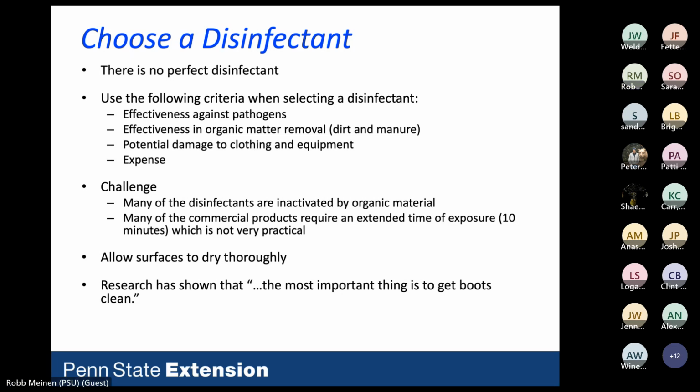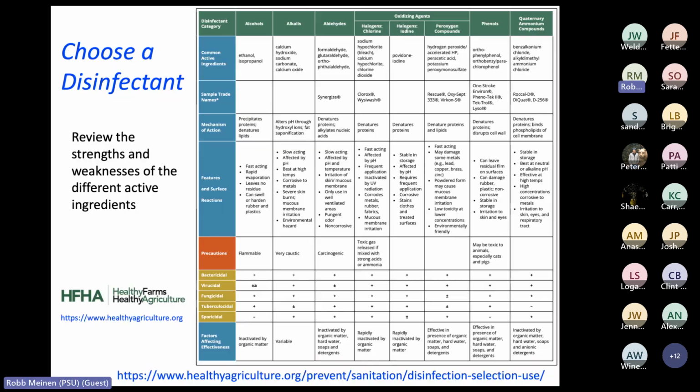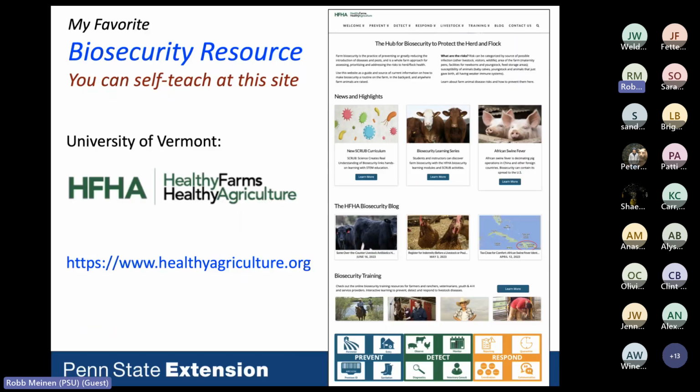And getting boots clean is very important. Here's a list from this website I recommended. So this is the chart. I'm not going to dive into this at all, but it gives you some strengths and weaknesses for different categories of disinfectants. This website is called Healthy Farms, Healthy Agriculture. It's run by the University of Vermont. It's a really nice site. If you haven't already looked at it, bookmark that or something, because it's a great place to learn.